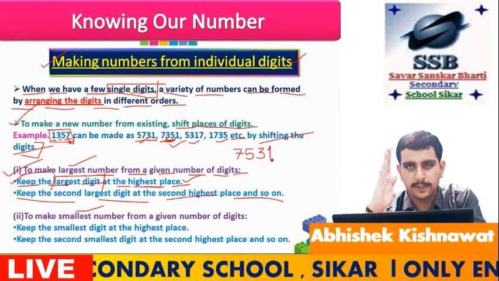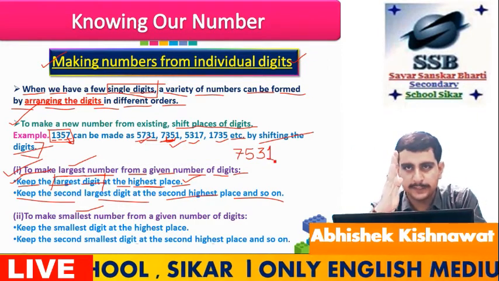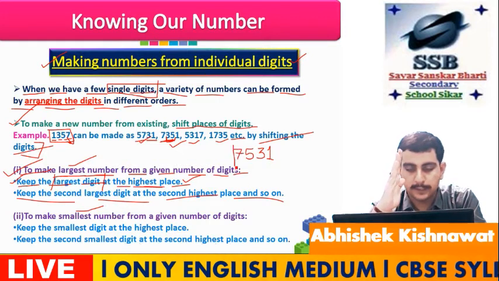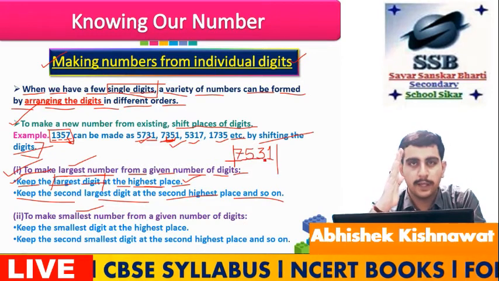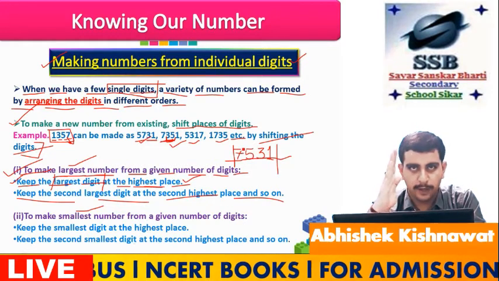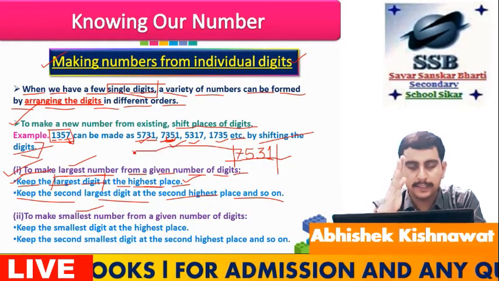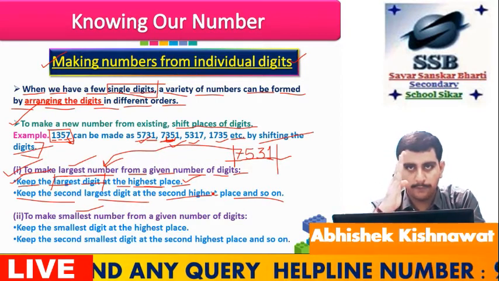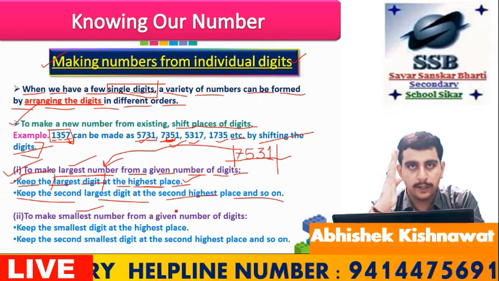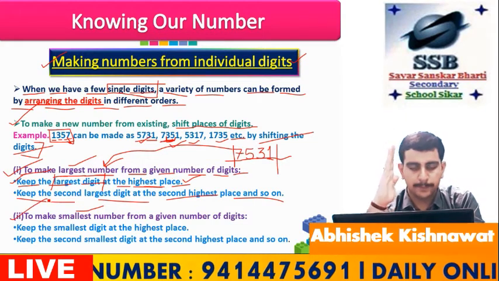Now you can see we get the first largest digit, which is 7. Then you can see that the next largest among these is 5. So the next digit is 5. We get 7 and 5. Now the next digit is 3. So 753, and the last one is 1. So 7531. This is our new number. I think you all got the point.